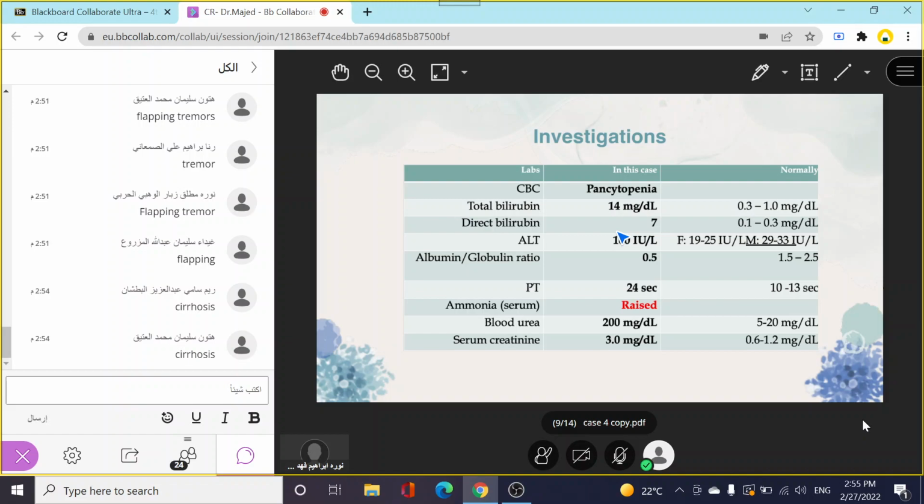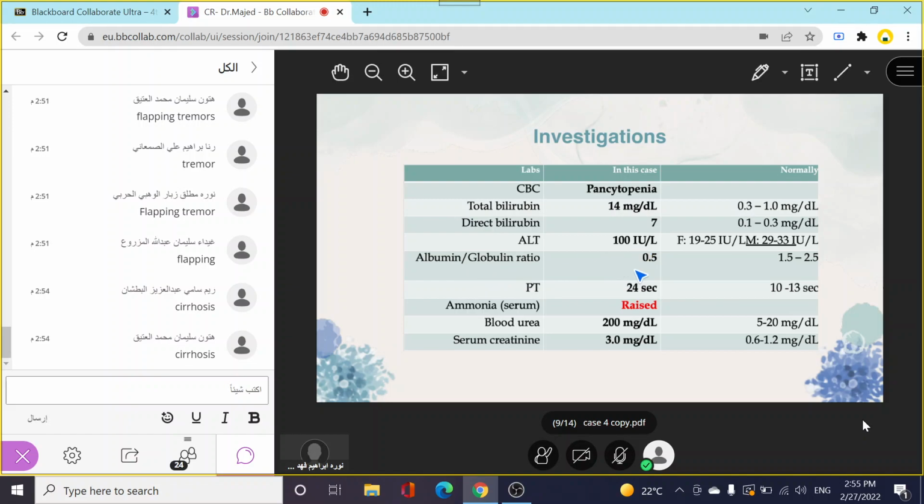But usually the post-hepatic disorder can also cause conjugated hyperbilirubinemia. For alanine aminotransferase, this is commonly elevated, as in our patient, 100. The normal in male is 22 to 33. Here it is elevated. Usually it's elevated as a response to liver diseases or liver damage.